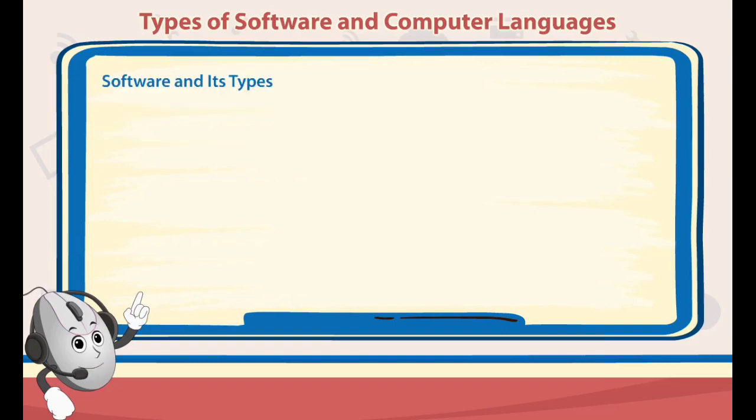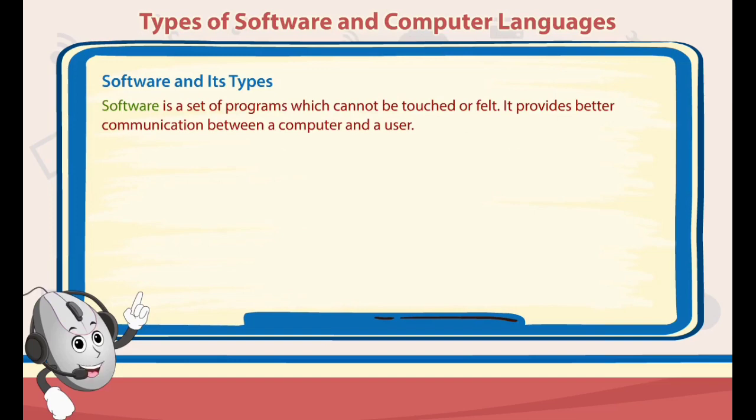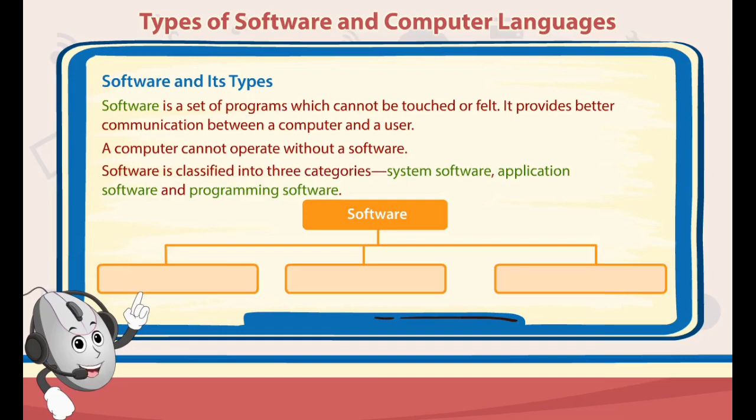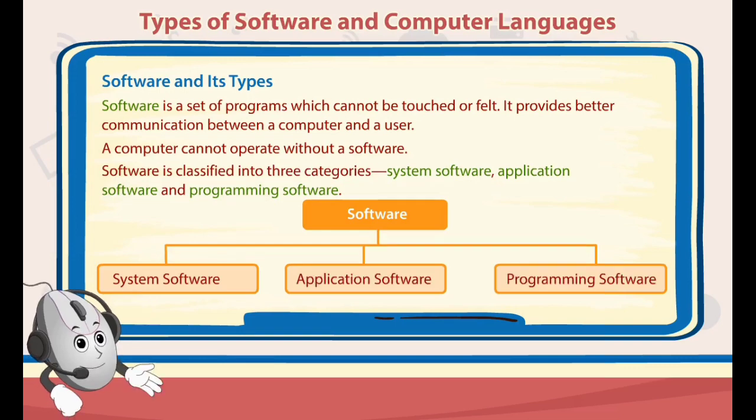Software and its types. Software is a set of programs which cannot be touched or felt. It provides better communication between a computer and a user. A computer cannot operate without a software. Software is classified into three categories: system software, application software, and programming software.